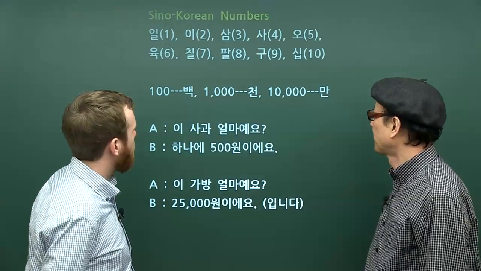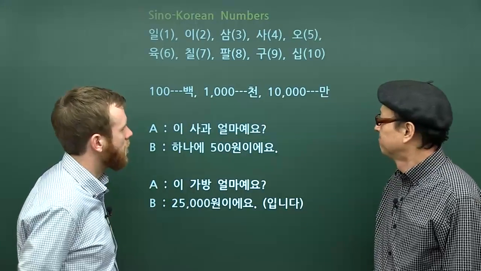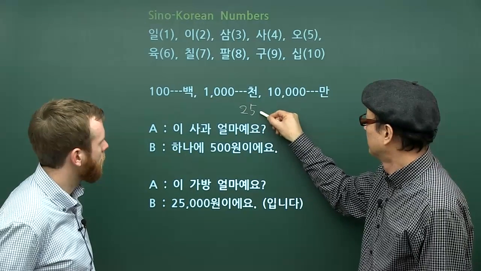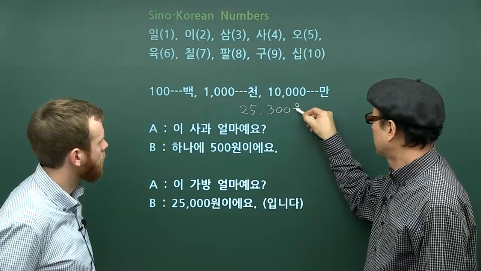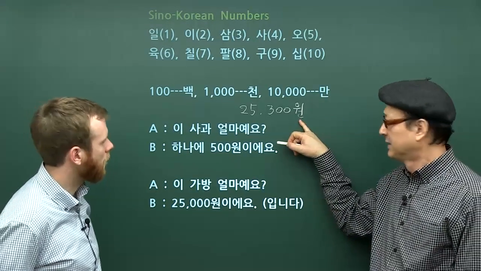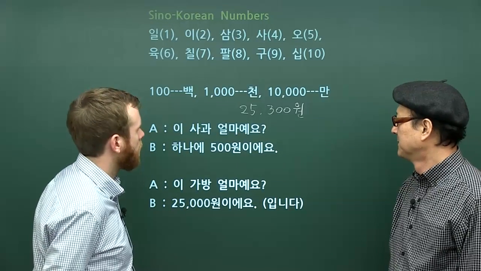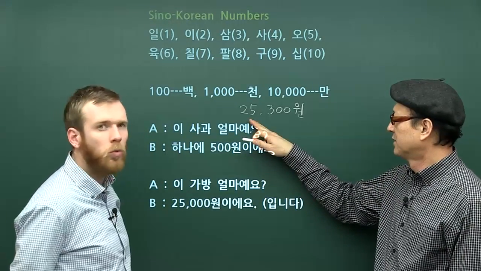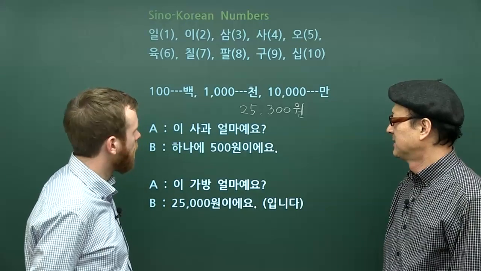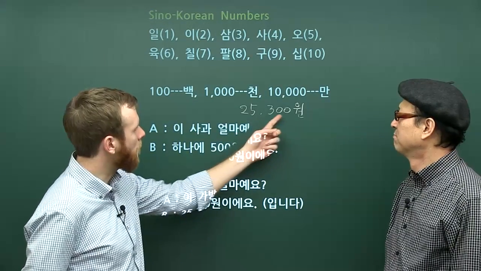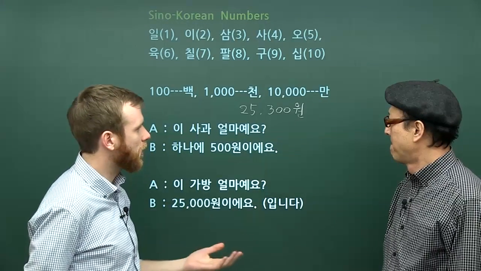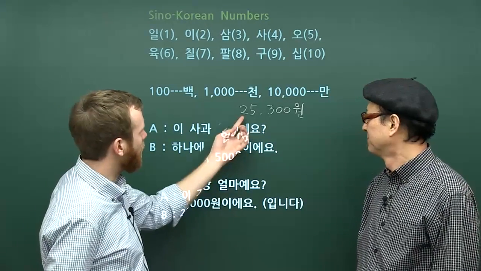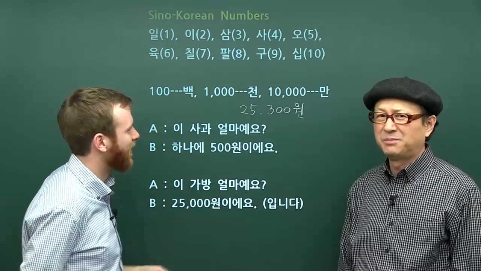Okay, so let's look at some examples using maybe all three of these. 원이에요. The currency in Korea, right? Won. So this is 2만 5,300원. Okay. So 2만 5,300원. And often won in Korean is pronounced almost like right? 원. Okay. So 25,300원. Okay.